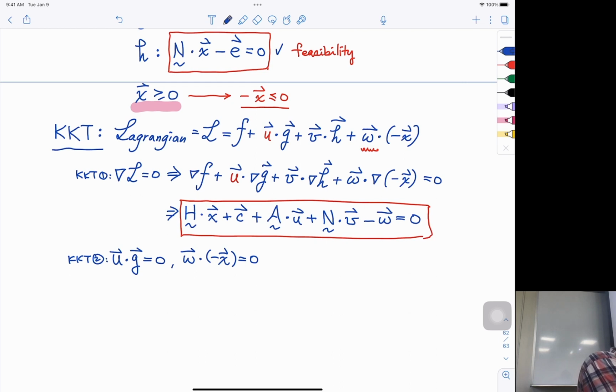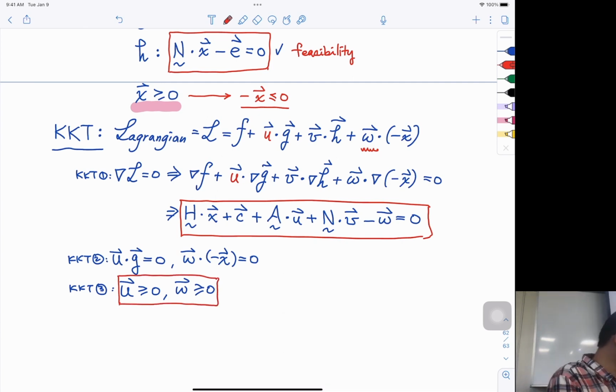And also KKT3 tells us the Lagrangian multipliers for inequality constraints have to be positive. That means W has to be positive. Okay, so we have these. I'm drawing a red box, and I'm drawing a red box for X as well. Those are the conditions that will be needed later on.